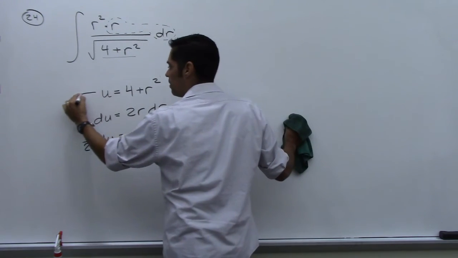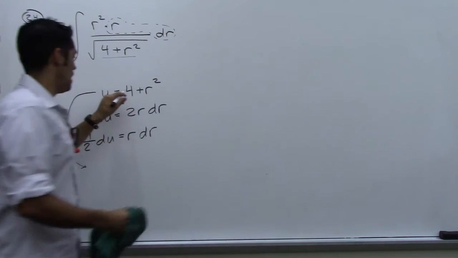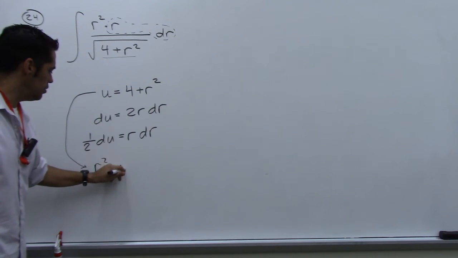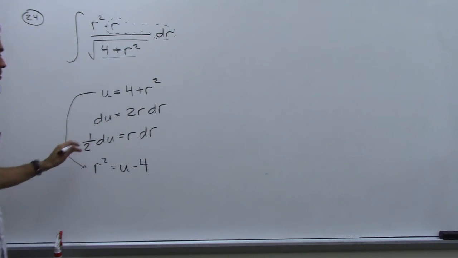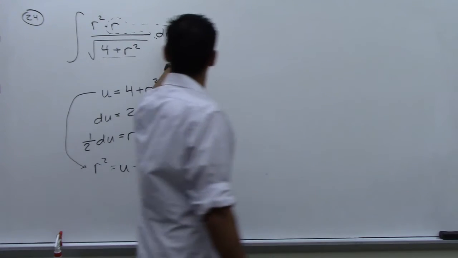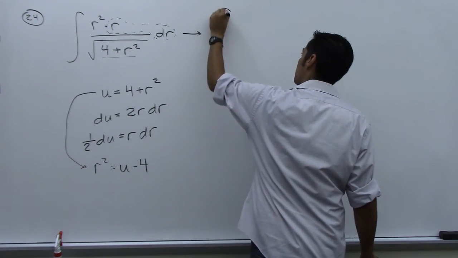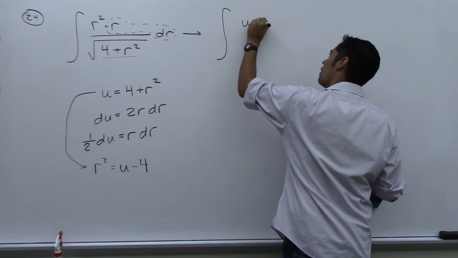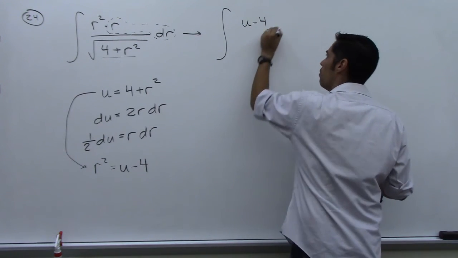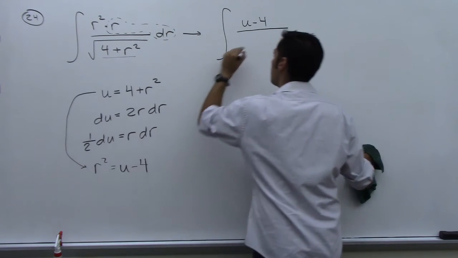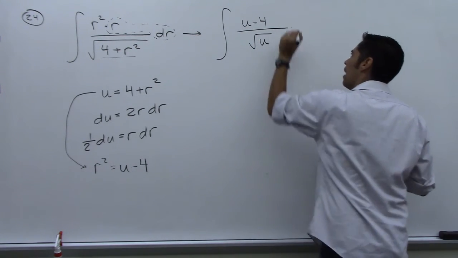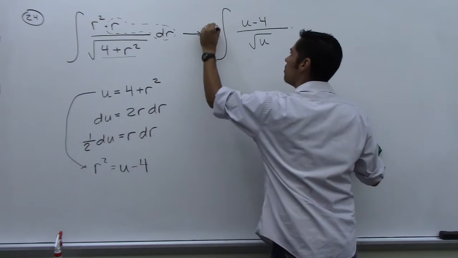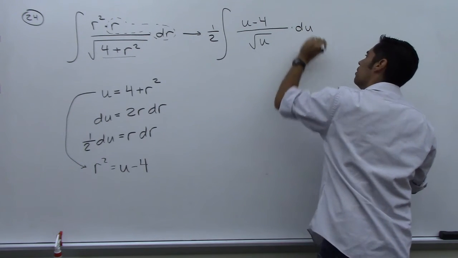So this is where we can go up to that part of the equation, and we can solve for r squared. So r squared is equal to u minus 4, subtracting 4 on both sides. So let me see what happens here. I'm just going to do this basic substitution. This integral is going to become, the r squared is u minus 4, and then over, this right here is square root of u. And then the r dr was 1/2 du, so I go 1/2 du.